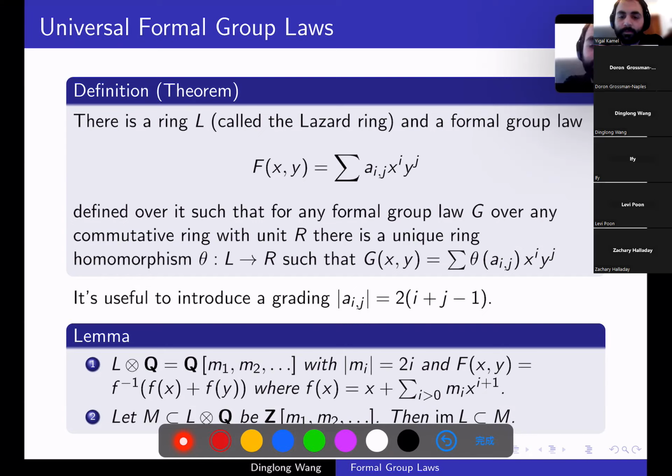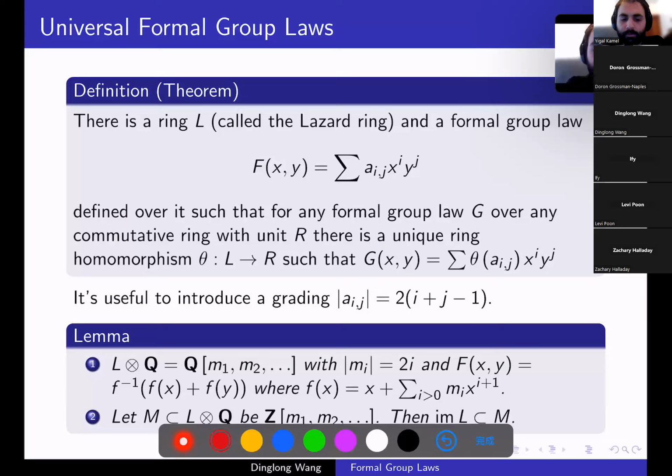Okay. So it's useful to introduce a grading. The degree of A_ij is 2 times (i plus j minus 1). The 2 here is really not important. It's only there because we want it to be compatible with the topology. And we know that when we have a formal group law over a Q-algebra, then it has a logarithm, and the Lazard ring is simple. When we tensor it with Q, we can use this logarithm to construct the isomorphism between L tensor Q and the free polynomial ring.